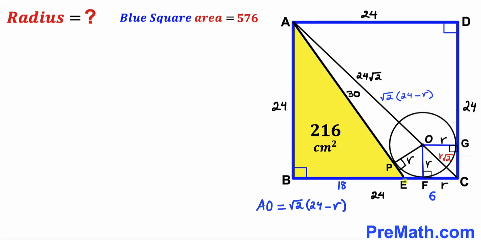And now let's make an observation. We know this whole segment EC length is 6. This FC length is lowercase r. So therefore, this remaining tiny EF length is going to be 6 minus r.